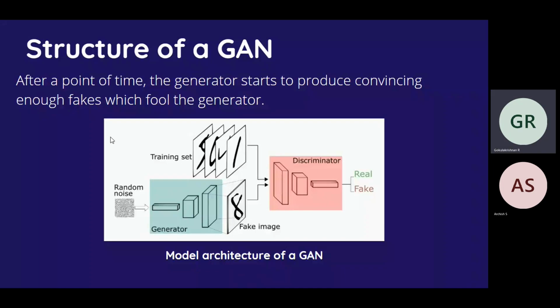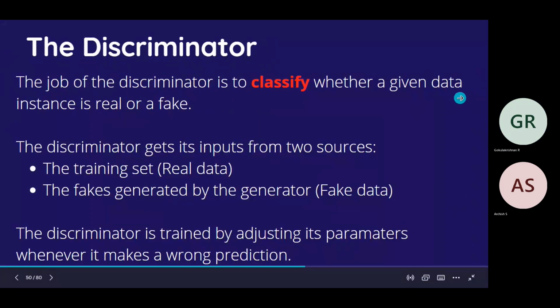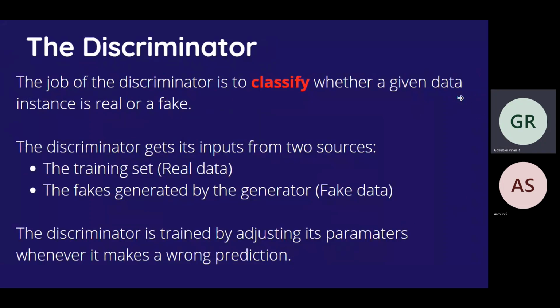So, and then to create new fake images. So yeah, this is the structure of a GAN, and then the discriminator. The job of the discriminator, as I just mentioned, is to classify whether a given data is real or a fake.